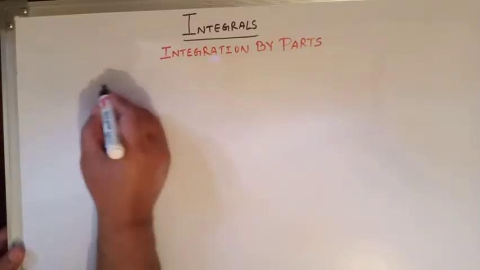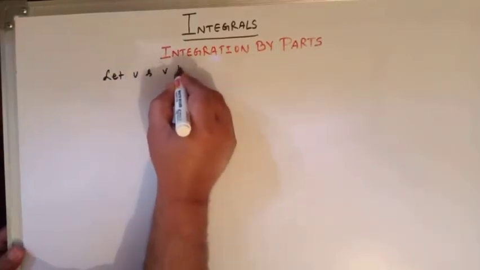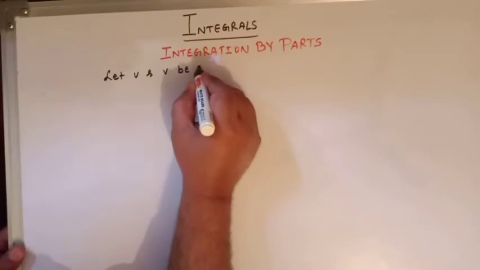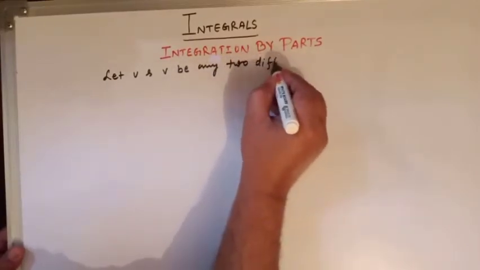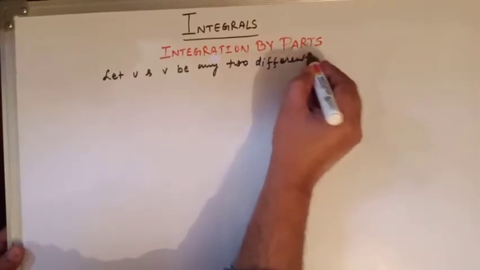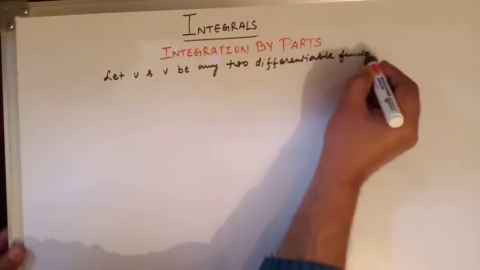Let u and v be any two differentiable functions. Clear?